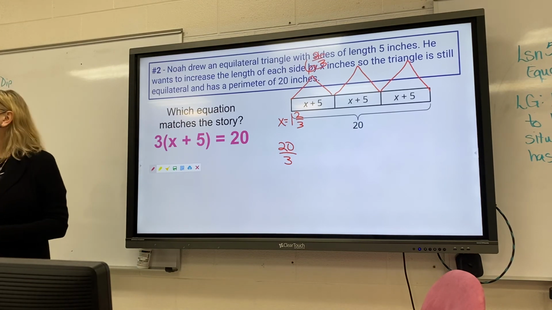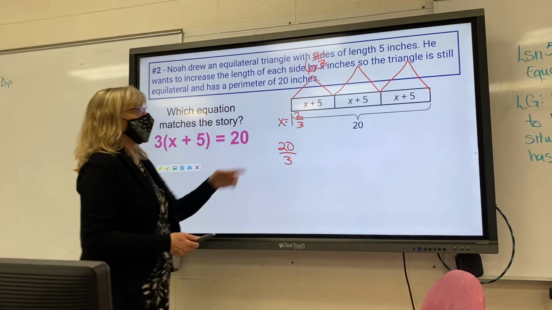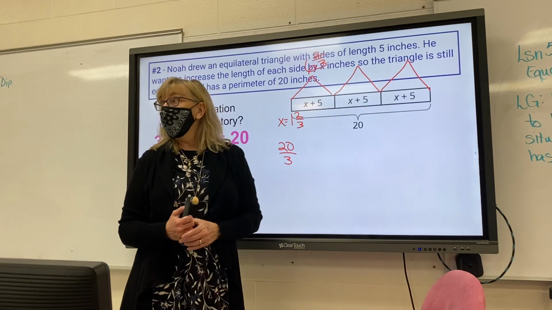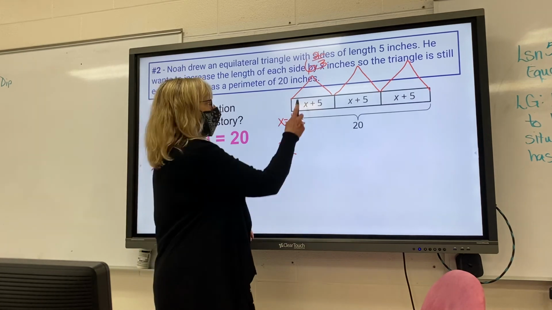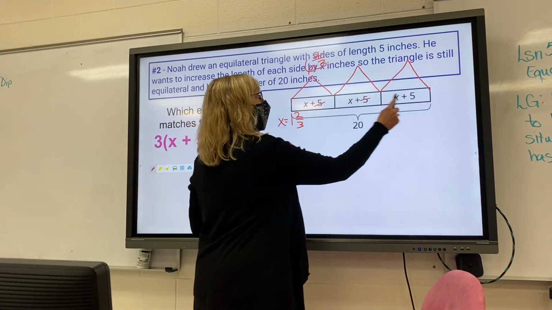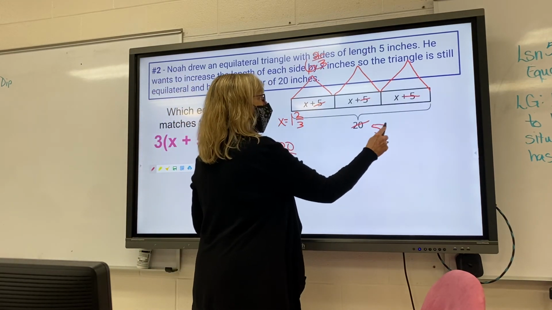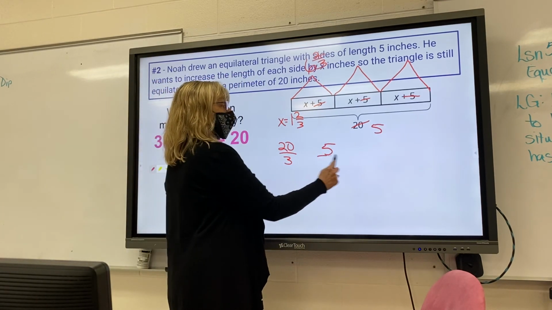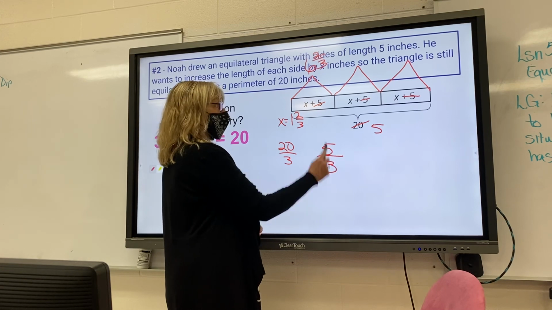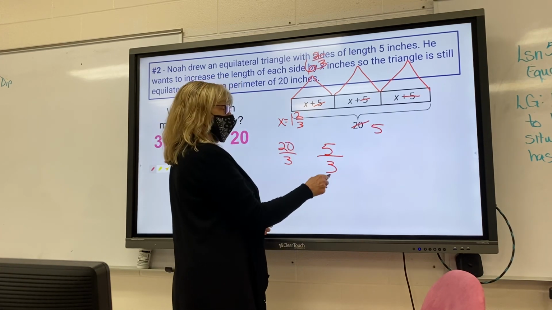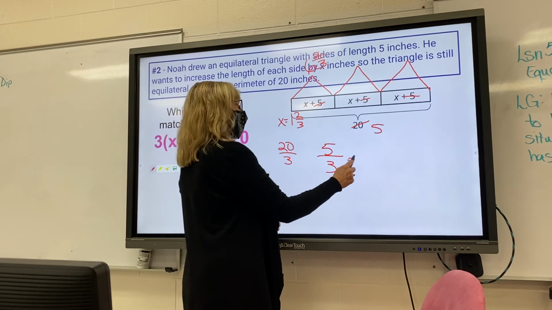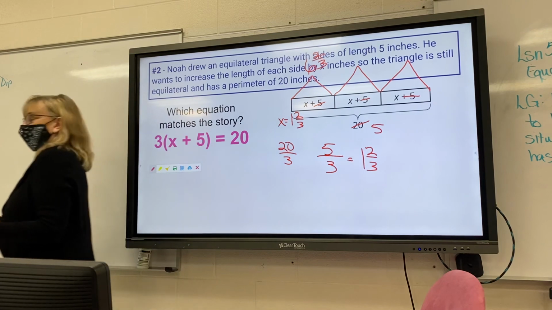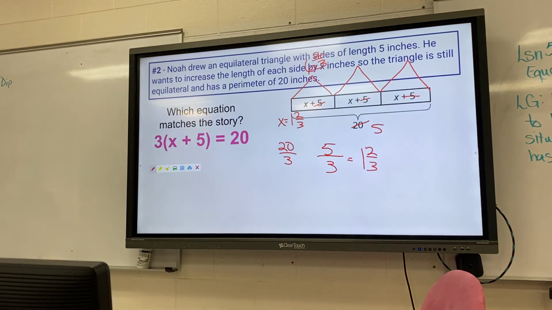All right, let's try it the other way. How many 5s do you see? 3. That makes 15, right? So we're going to take 15 away here. Take 15 away here, we've got 5. So now we're going to take 5 and divide it by 3. This whole thing equals 5. It's divided into 3 groups. Does that give me 1 2/3 again? Yes. Doesn't matter which way we go, we get the same thing.